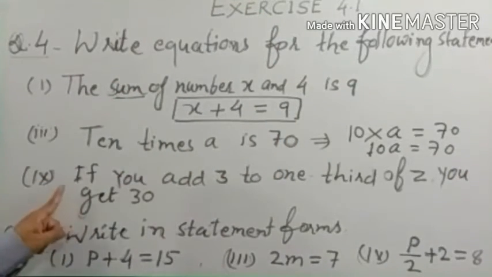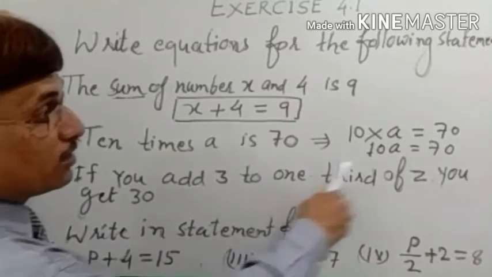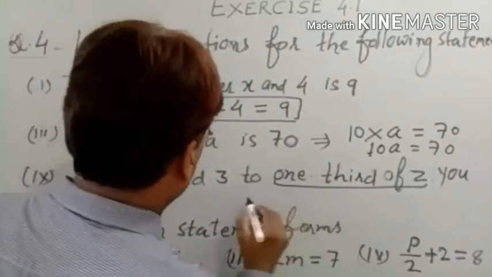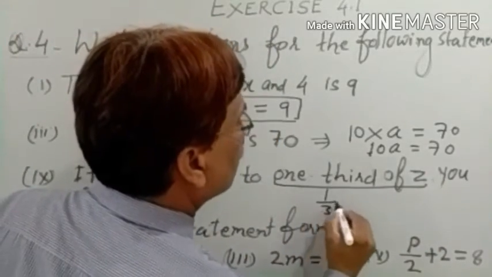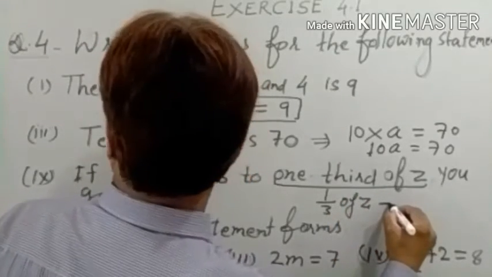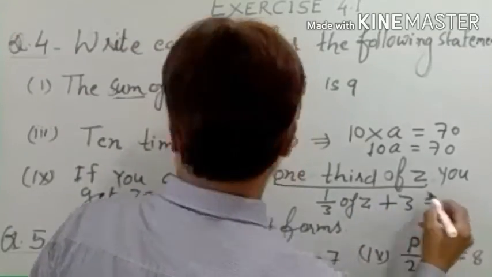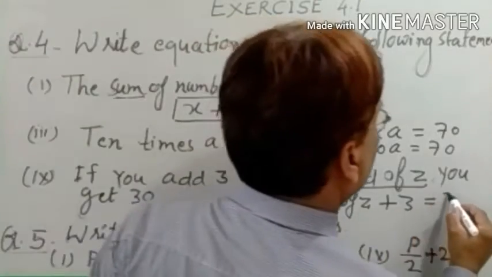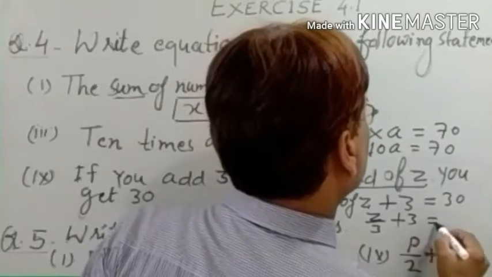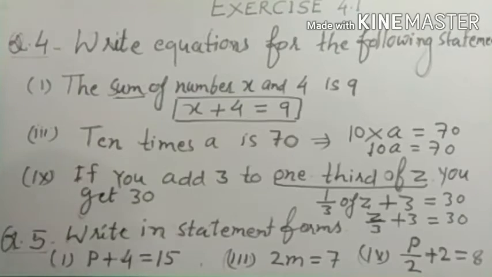Okay. Now question 3. If you add 3 to 1/3 of z, so you write 1/3 of z. Add means plus. You get 30, means z upon 3 plus 3 is equal to 30. Okay.